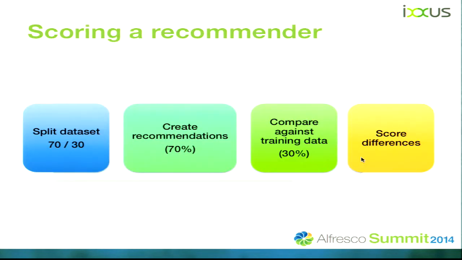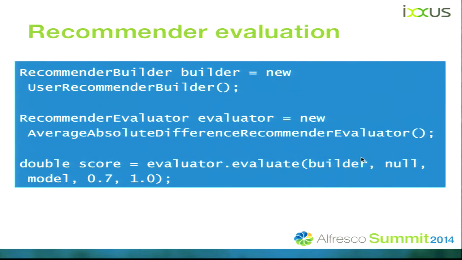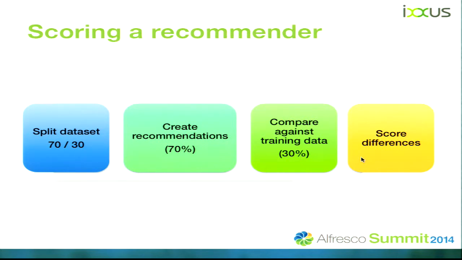Or to show it a different way, it will split that data set because we told it to. In this case, the last one is a 1, which means to use all of the data. If you've got a data set of hundreds of thousands or millions or tens of millions of points, then you wouldn't want to do it on all of it because you might be waiting a long time. But in this case, we can split it, create the recommendations, compare it against the training data, and then score the differences. Which is all very well and good, but how do you see that as an administrator?